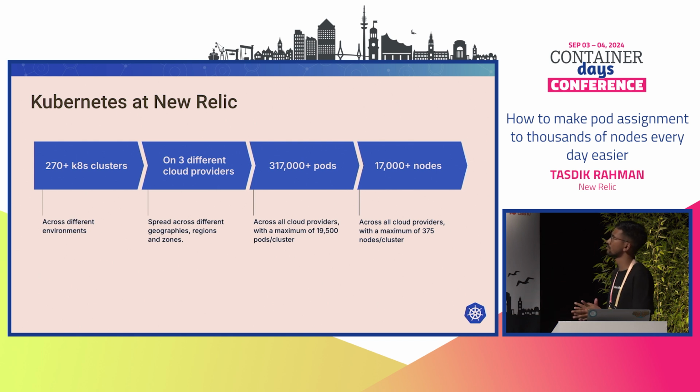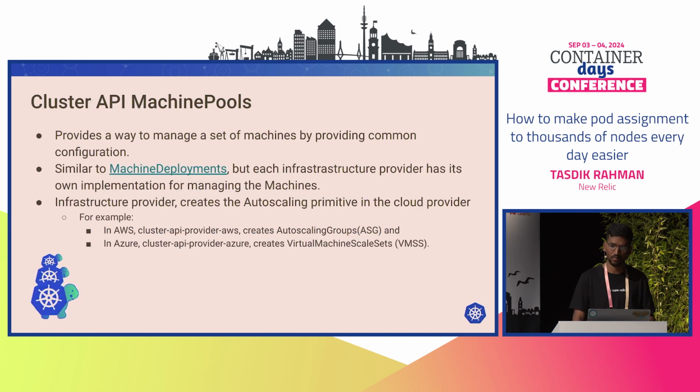And again, just a few rough numbers. Currently, we have close to 317,000 plus pods across different cloud providers with a maximum of 19,500 pods plus per cluster. And for nodes, we are around 17,000 plus nodes in these different cloud providers, with a maximum of 375 nodes plus per cluster, right? So just a quick brief about the background of where we are going to.